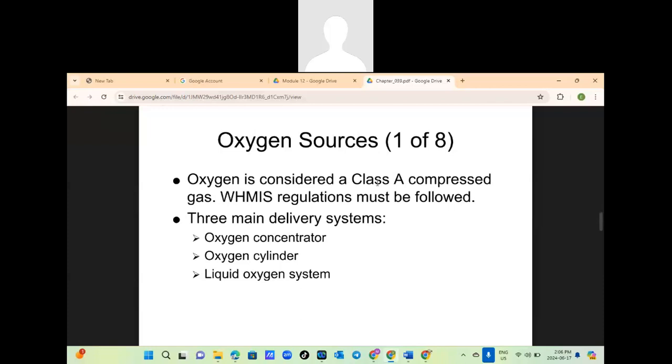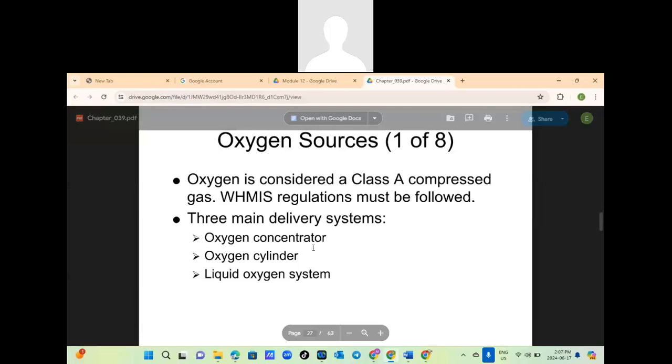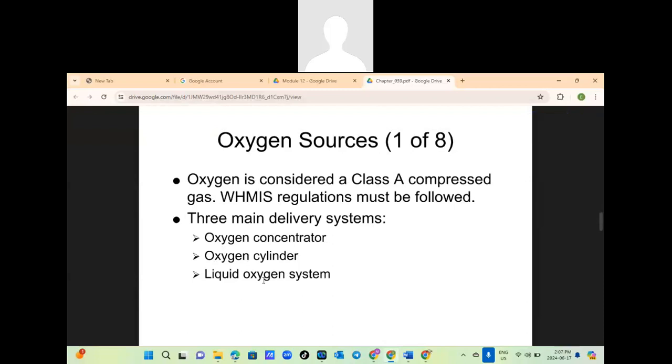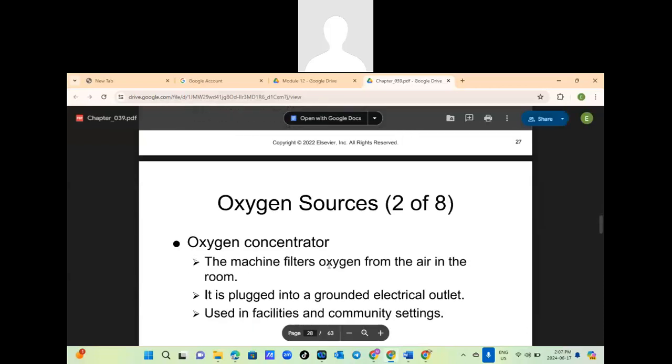Okay, and of course another important thing to remember is that we don't use the electric shaver. It can start a spark because it has a battery, or it's being charged. So there's a charge, maybe it can produce a spark, and then the client is on oxygen therapy. Of course, the risk for fire. Okay. So the three main delivery systems are the oxygen concentrator, oxygen cylinder, and liquid oxygen system.